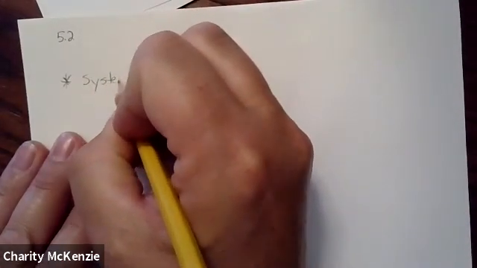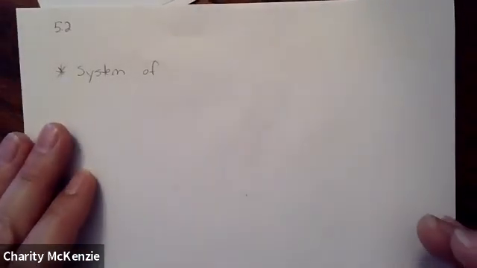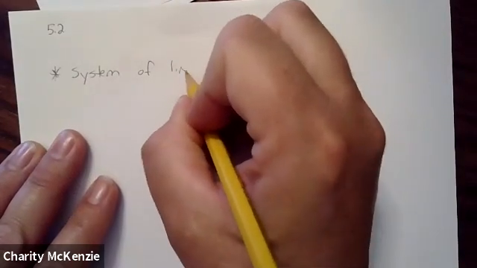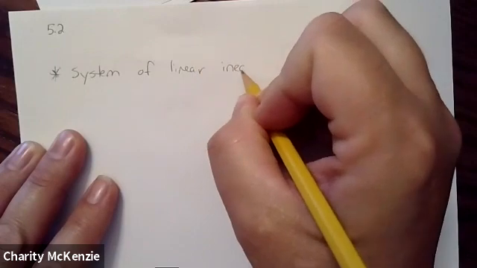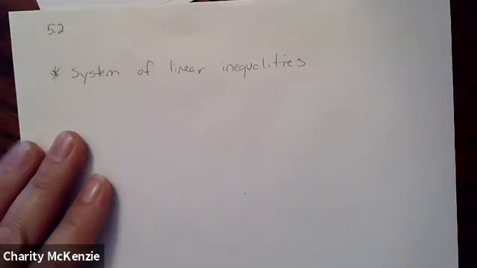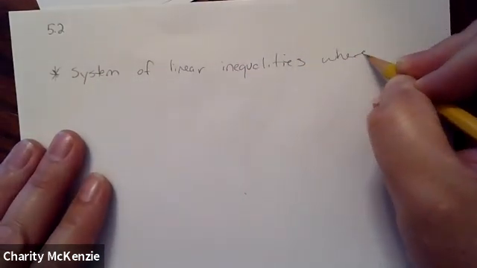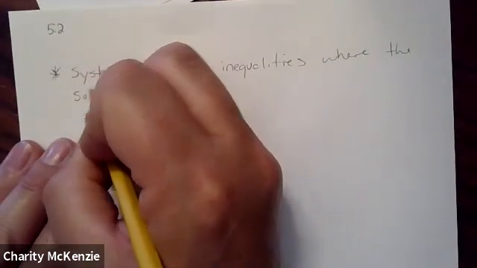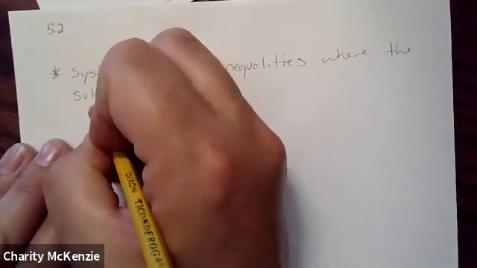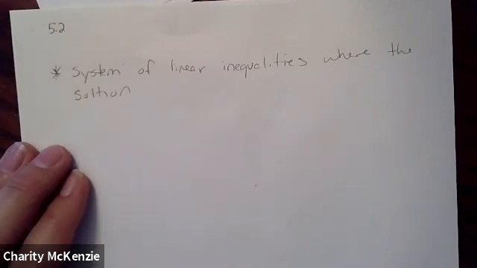So we're basically going to have two inequalities. So there's going to be a system of linear inequalities. I was trying to remember if we only did linear, which means a line, which we do for this section. So system of linear, where the solution is where both of them are shaded.